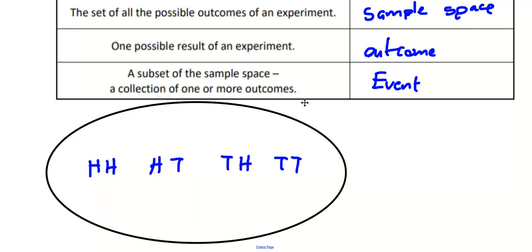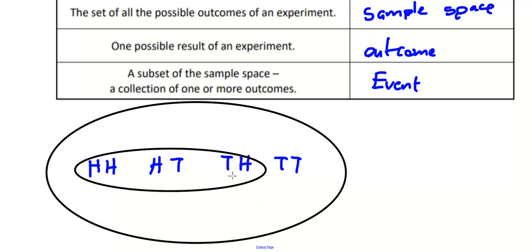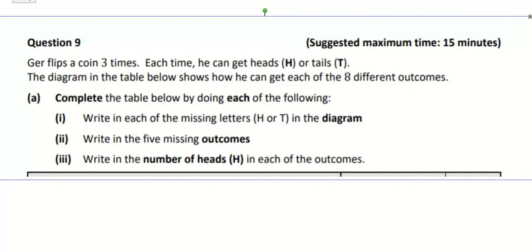Next thing is one possible outcome would be a subset of the sample space. And a group of outcomes, for example, how many of them have at least one head, would be the three of these. And once again, you can see that that's a subset of the sample space.